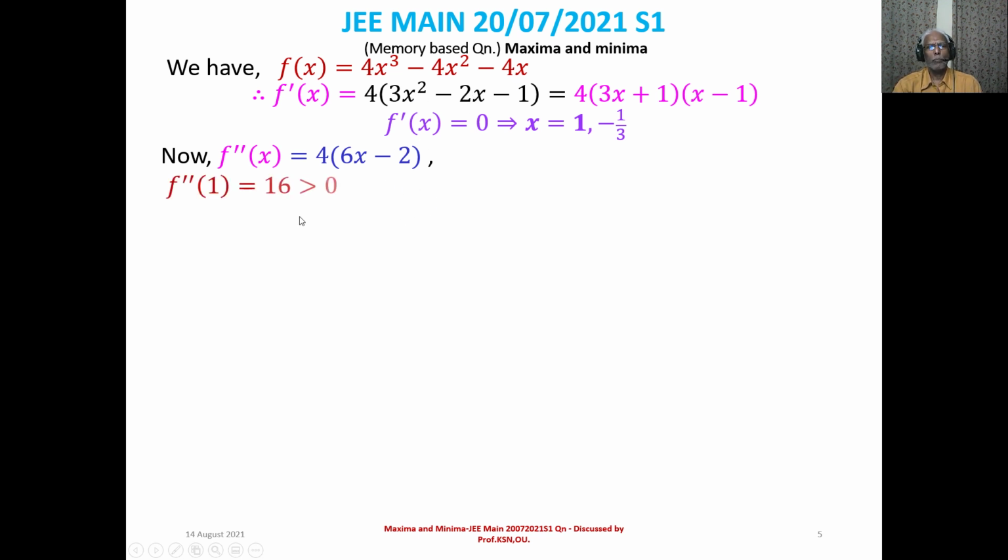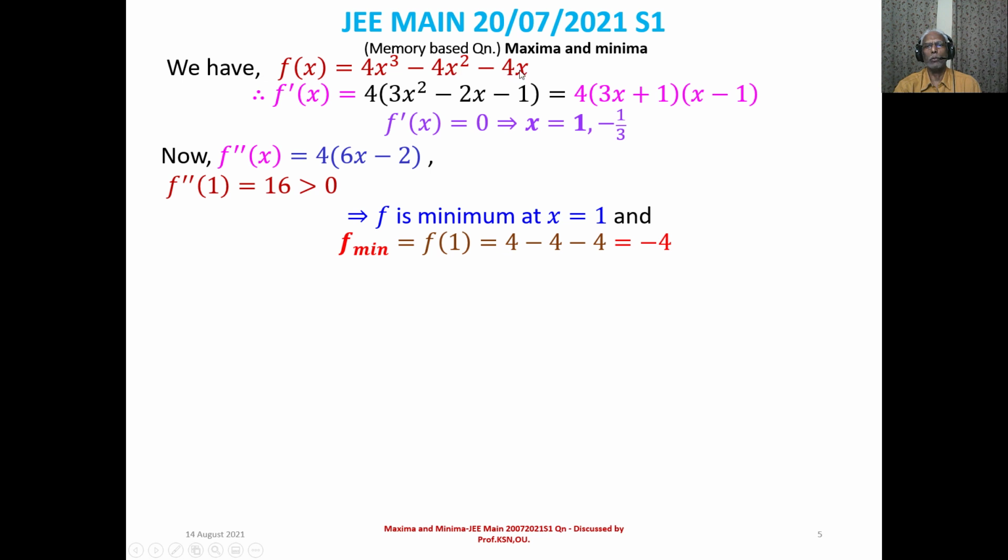So now f double prime at one of the critical points, 1, will be 4 into 6 minus 2, that is 4 into 4, 16, which is greater than 0. Therefore f is minimum at x is equal to 1, and its minimum value is denoted by f min. F min is the value of f at 1, that will be equal to 4 times 1 cube minus 4 times 1 square minus 4 times 1, which is 4 minus 4 minus 4, equal to minus 4. That is the minimum value of f, denoted by f min.